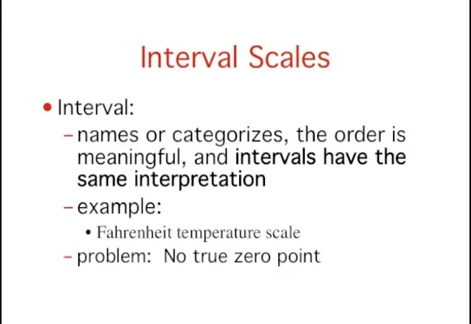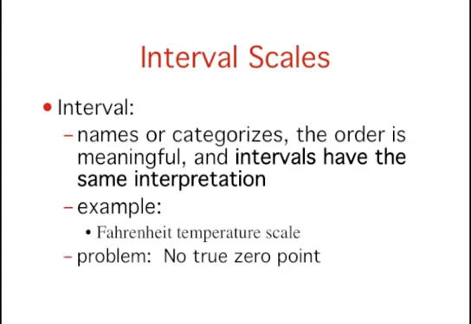In particular, they do not have a true zero point, even if one of the scaled values happens to carry the name zero. The Fahrenheit scale illustrates the issue. 0 degrees Fahrenheit does not represent the complete absence of temperature, the absence of any molecular kinetic energy. In reality, the label zero is applied to its temperature for quite accidental reasons connected to the history of temperature measurement. Since an interval scale has no true zero point, it does not make sense to compute ratios of temperatures.